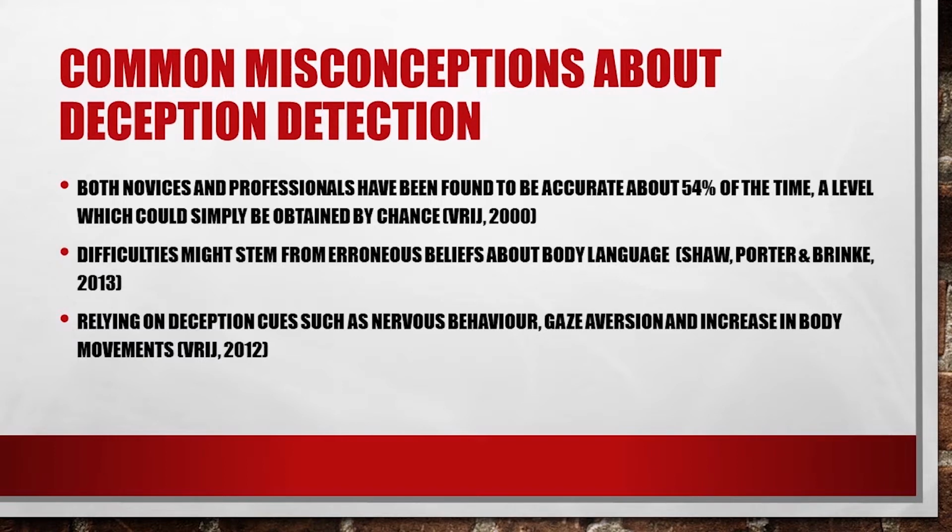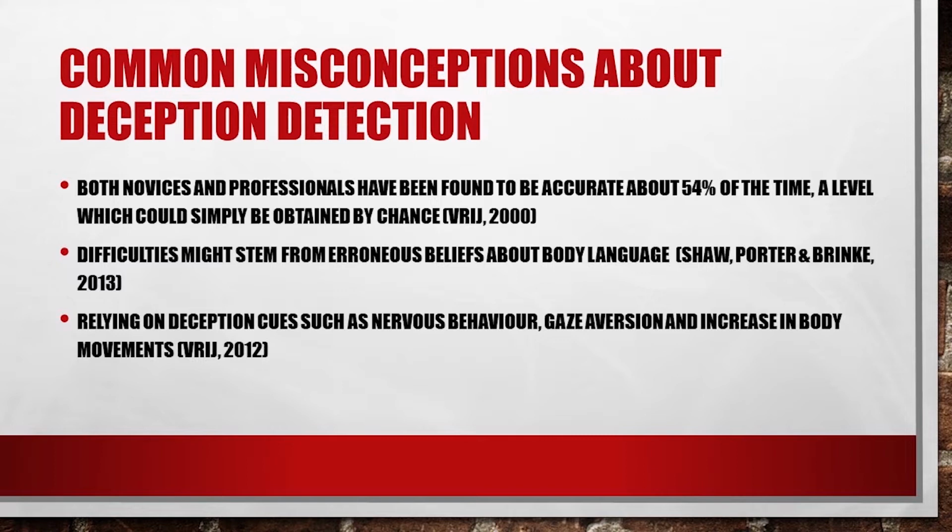Past studies on deception detection all point towards one conclusion: we are notoriously bad at detecting lies. In general, both novices and professionals have been found to be accurate about 54% of the time, a level which could simply be obtained by chance. It has been argued that the difficulties in detecting lies mainly stem from erroneous beliefs about body language and due to participants paying particular attention to behaviors such as gaze aversion.